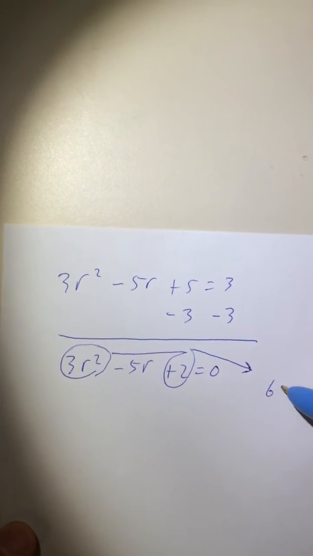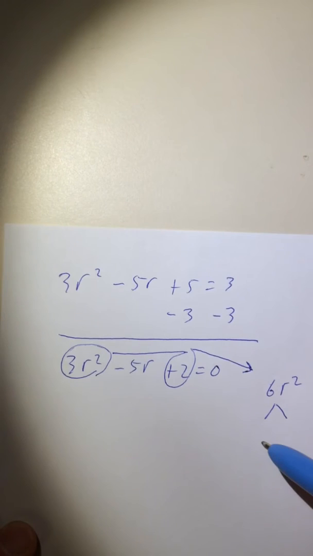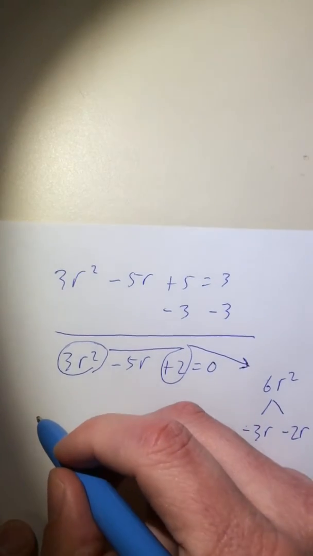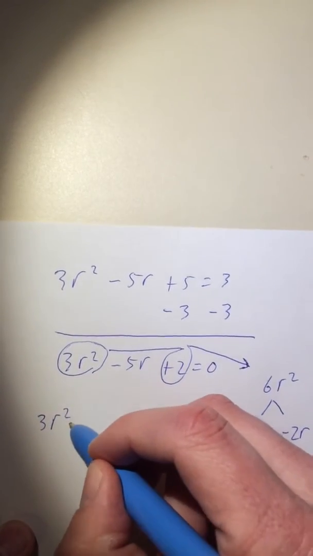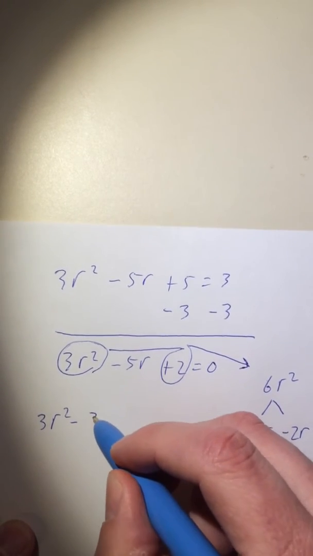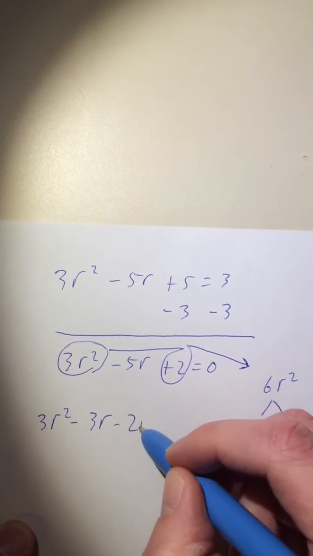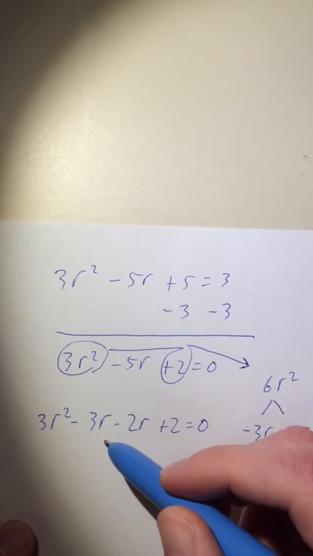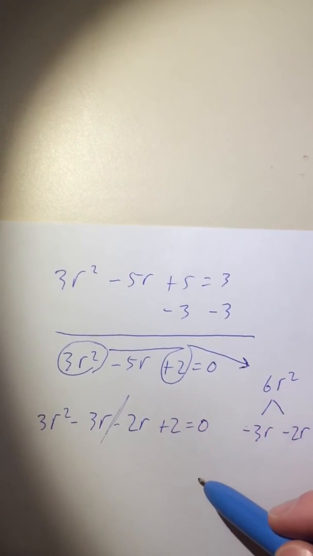And we get 6r squared. And we ask ourselves what two things multiply to make 6, add to make negative 5. And those are negative 3r and negative 2r. And we write those into the problem. So we have 3r squared minus 3r minus 2r plus 2 equals 0. And then when we have four terms, we divide and conquer.